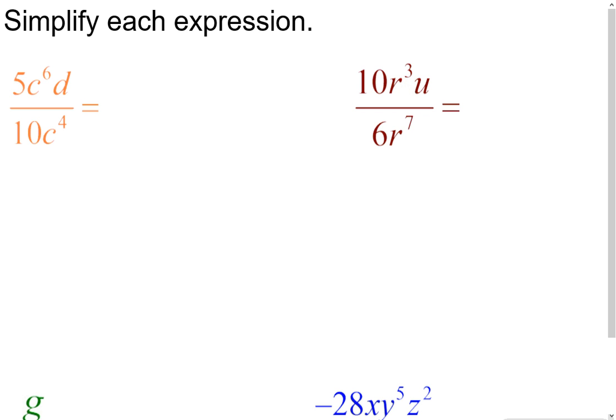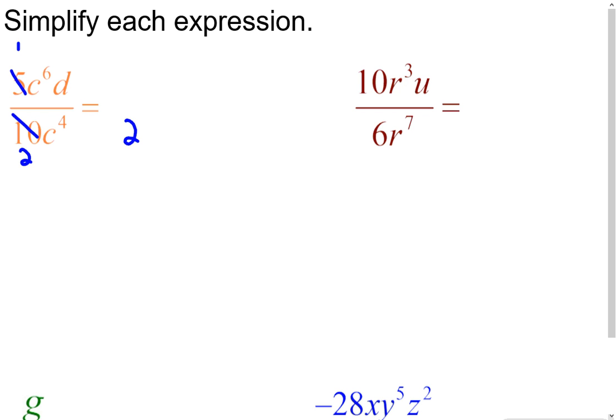So the first thing I'm going to do in our first example, the orange one, is look at the numbers. So I have a 5 and I have a 10. If I have a 5 in the numerator and 10 in the denominator, both are divisible by 5. That 5 is going to become 1, and that 10 is going to become 2. So I know that I'm going to have a 2 in the denominator for sure. If there's only a 1 in the numerator, I'll put that in later.